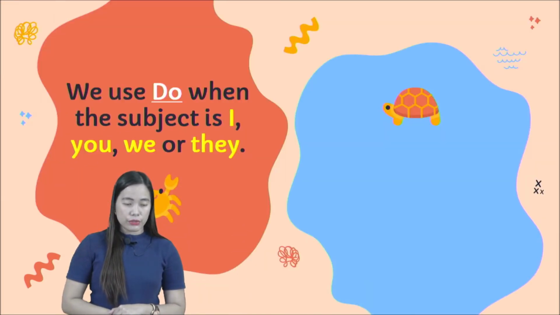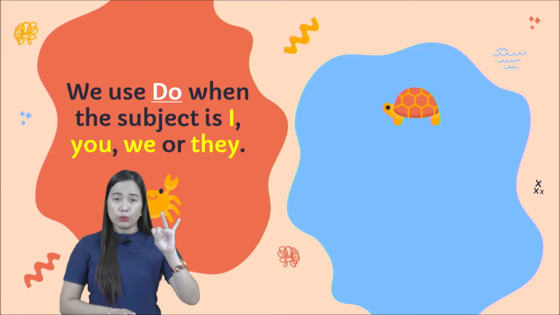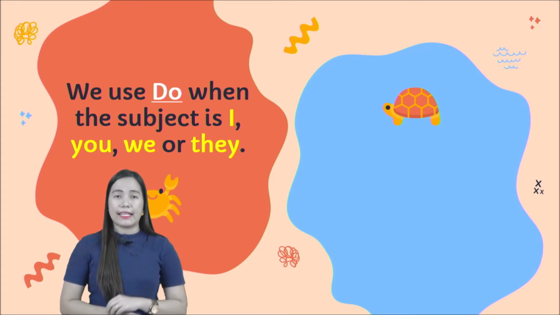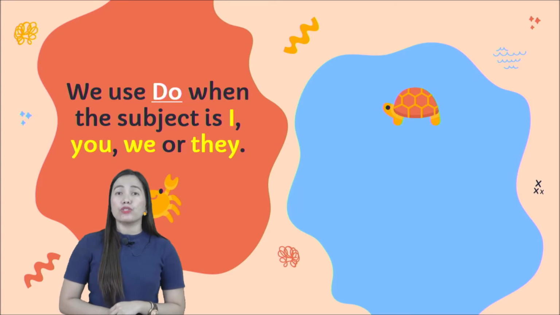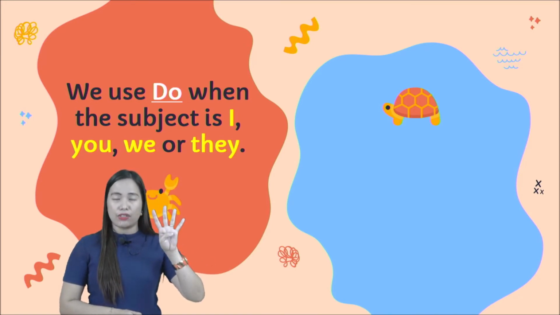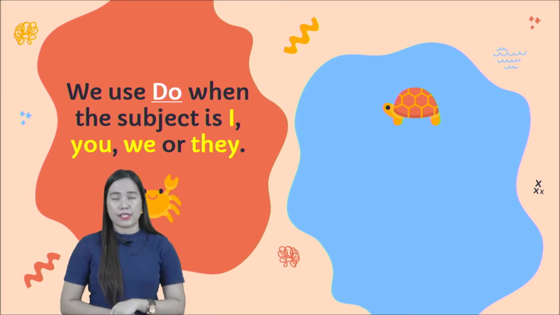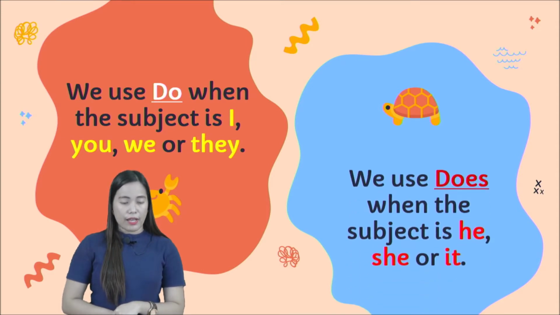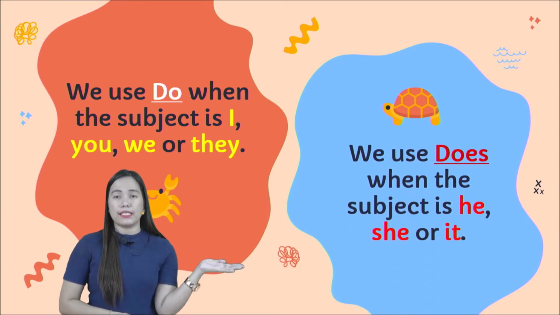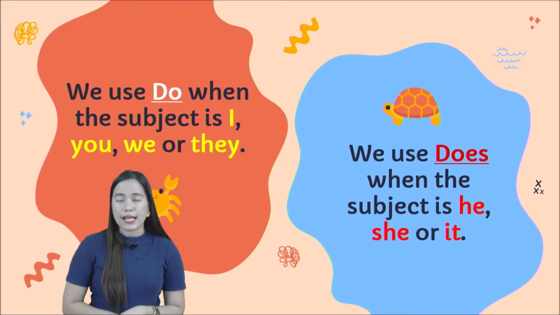How to use do? First, we use do when the subject is I, you, we, or they. Again, kids, you need to remember this. You need to remember the four when you use I, you, we, and they as your subject. Okay, you use do. And we use does when the subject is he, she, or it.